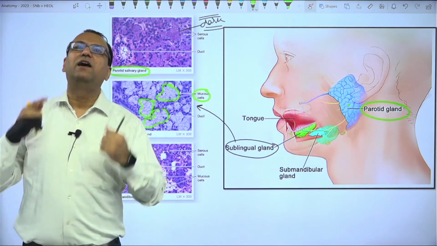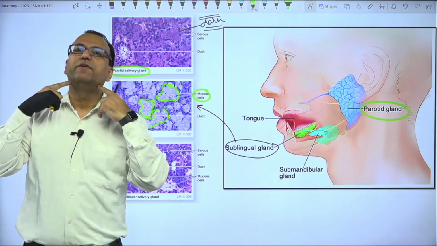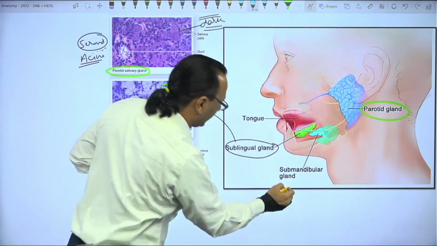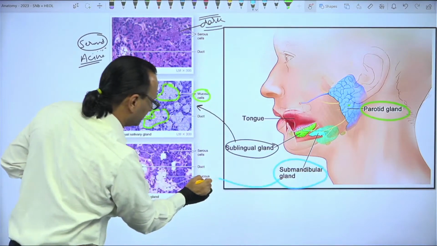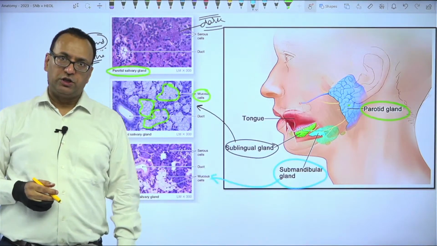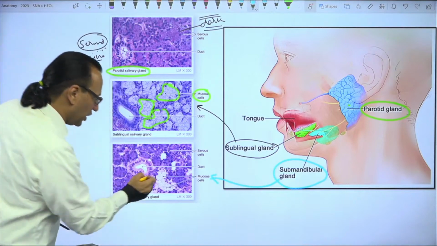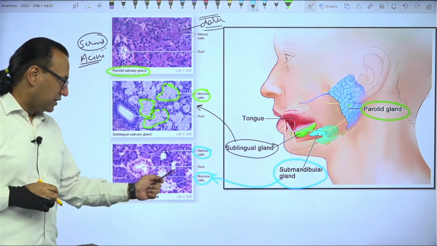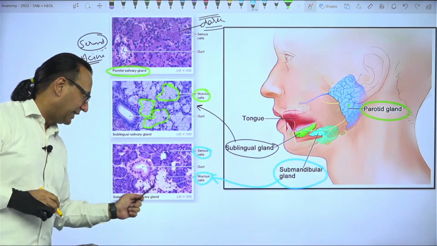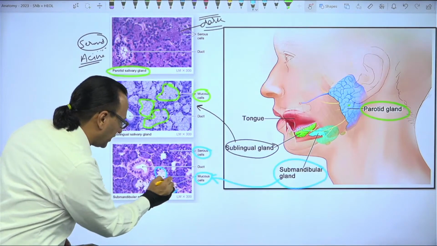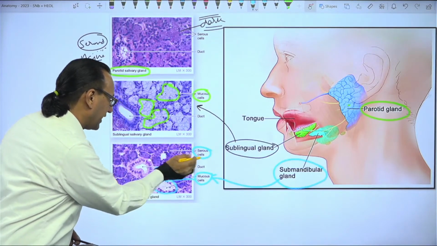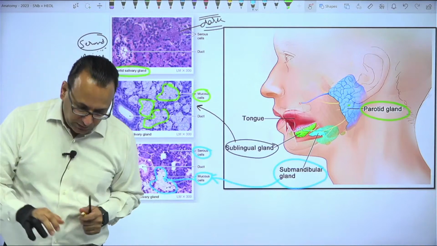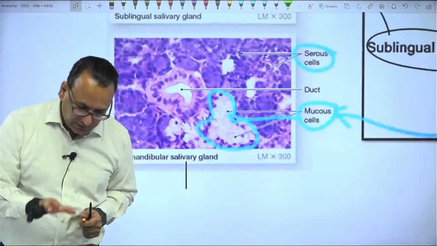Then what about the submandibular salivary gland? If you say submandibular salivary gland, then it is basically a mixed type of gland. Mixed means seromucous. What is seromucous? Seromucous means you will have the serous cells and you will have the mucous cells also. Darkly stained serous cells, lightly stained mucous cells, and you will also have what is called a serous demilune. Let me zoom this a little bit and you can see one of the serous demilunes.